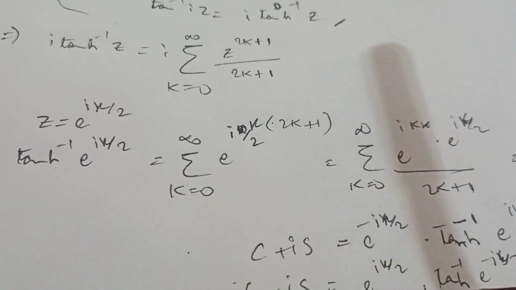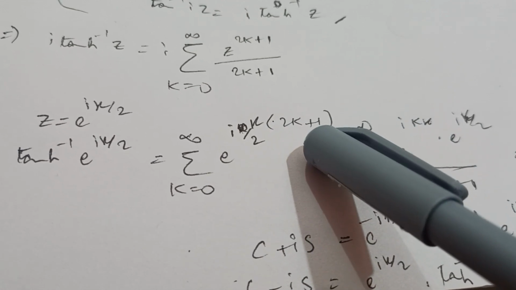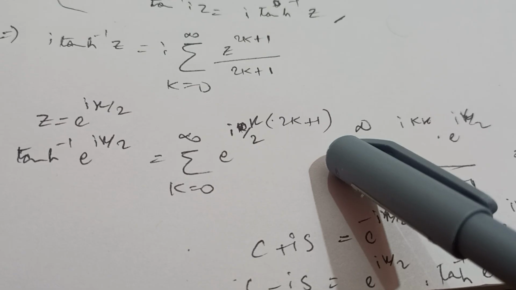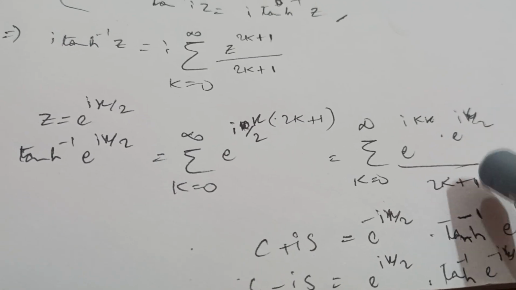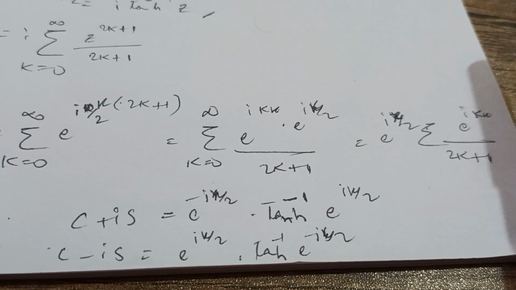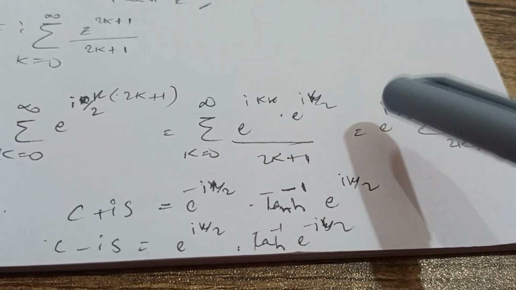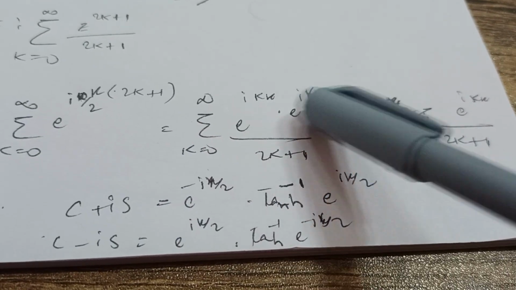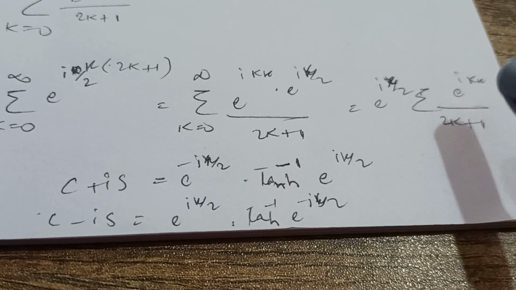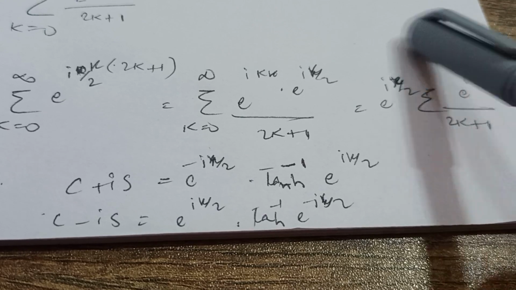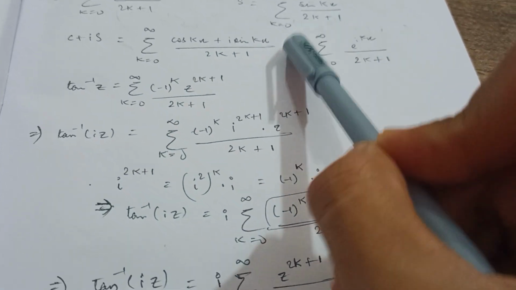So now just open the bracket and it will become ikx plus ix by 2, and then separate the e, so it can be written as e to the power ikx into e to the power ix by 2. Since e to the power ix by 2 doesn't have k in it, it can be taken as a constant and taken outside the summation because it is not affected by k. So I have taken e to the power ix by 2 outside, and inside we have e to the power ikx upon 2k plus 1. Again this is nothing but c plus is, because we have assumed it here. So again we have found this.